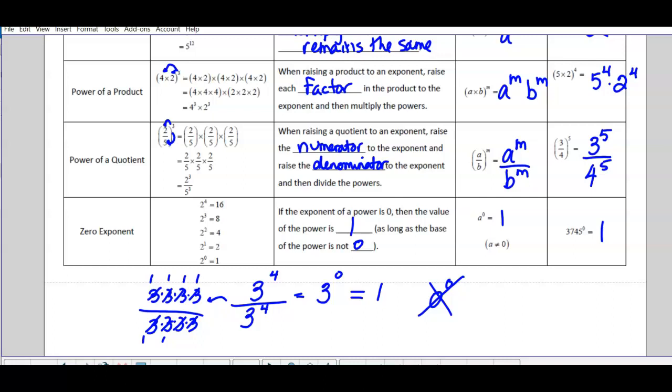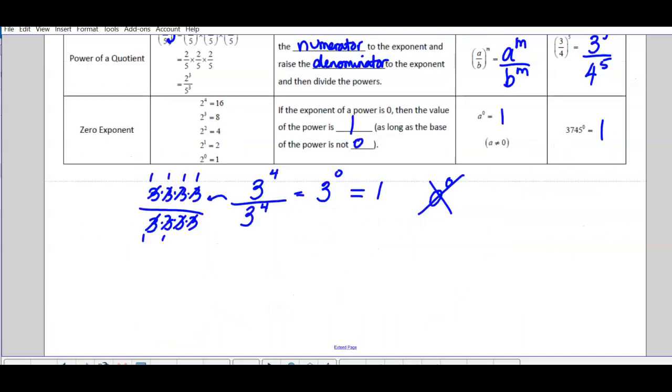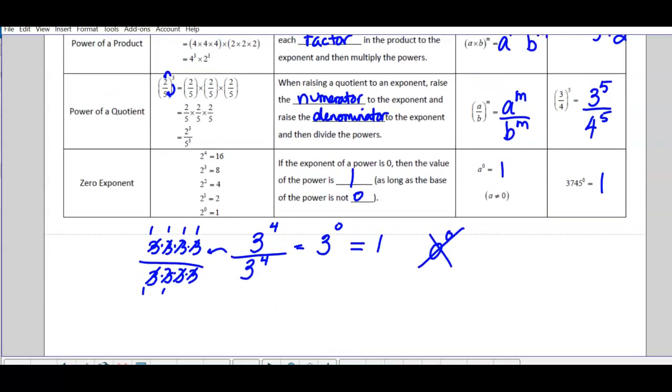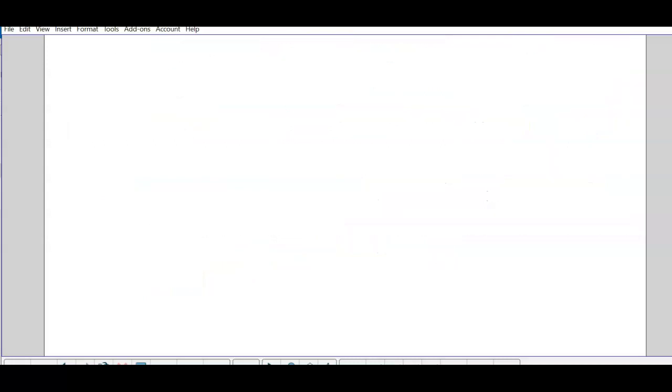All right, so let's use those to simplify some expressions. Turn over the page. Have it there. Just give me a sec.